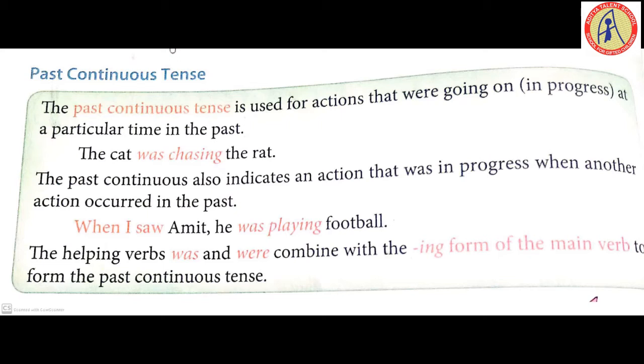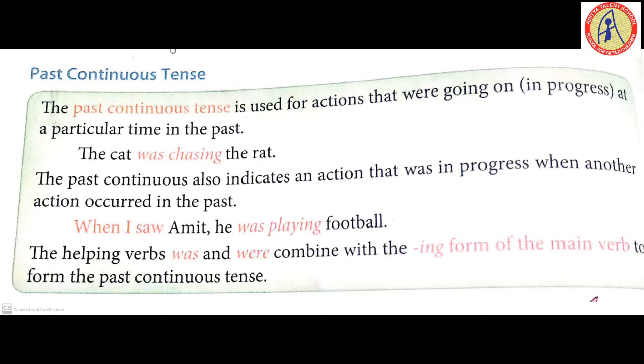Now what is past continuous? Actions that were going on means it should be continued at a particular time in the past. When I saw Amit, he was playing football. Here the past continuous indicates an action that was in progress when another action occurred in the past. The helping verbs was and were are combined with the ing form of the main verb to form the past continuous.